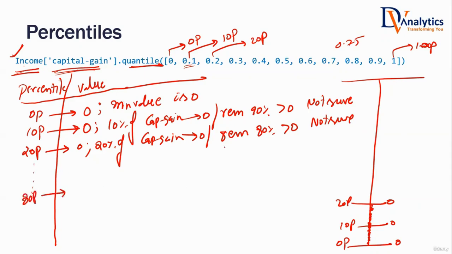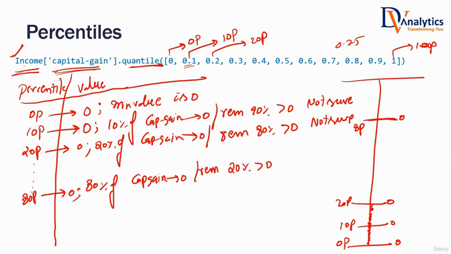What is the 80 percentile value? 0. The 80 percentile value is also 0. Tell me, what is your first statement out of that? 80% of the capital gain is 0. How about the remaining 20%?